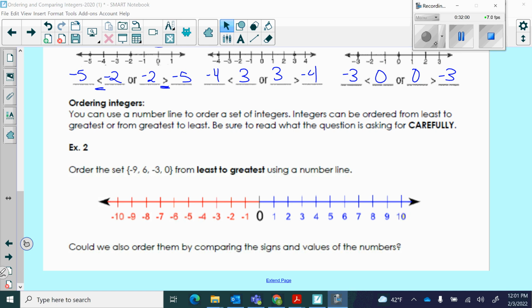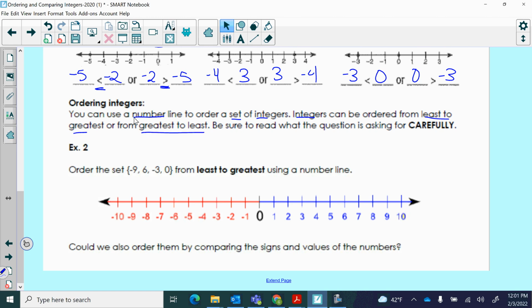Now, and I highly recommend this, guys, especially until you are really comfortable understanding, especially on the negative side, that the more negative a number is, the less it is. A number line is going to help you visualize this, okay? You can use a number line to order a set of integers. Integers can be ordered from least to greatest or from greatest to least. The single biggest mistake you guys will make in these integers pieces is doing it the wrong way. So please pay attention to what you're doing. Be sure to read what the question is asking for carefully.